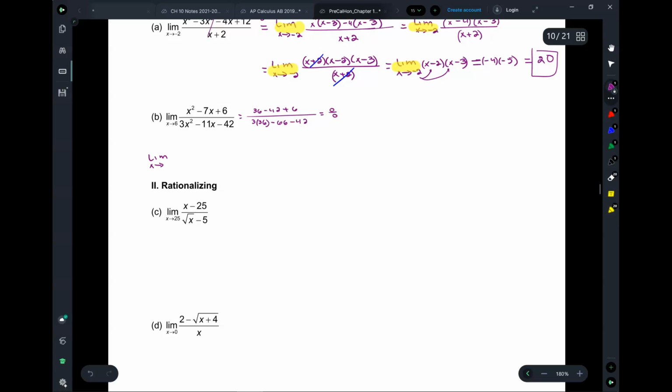The limit as x approaches 6 of (x minus 6)(x minus 1) over, here, what do I get? (3x plus 7)(x minus 6). Oh, look, these go away. So I have the limit as x approaches 6 of (x minus 1) over (3x plus 7). Now I can plug in the 6. I get 6 minus 1 over 18 plus 7, 5 over 25, 1 over 5.